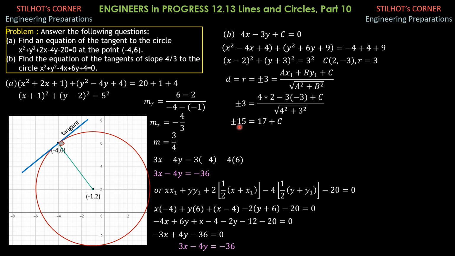Or if negative 15, minus 17, negative 32. So c is negative 2 or negative 32. Therefore, the equations of the tangents would be 4x minus 3y minus 2 equals 0, and the other one is 4x minus 3y minus 32 equals 0. So that's it for this video. I hope that you were able to follow the explanations and the solutions.